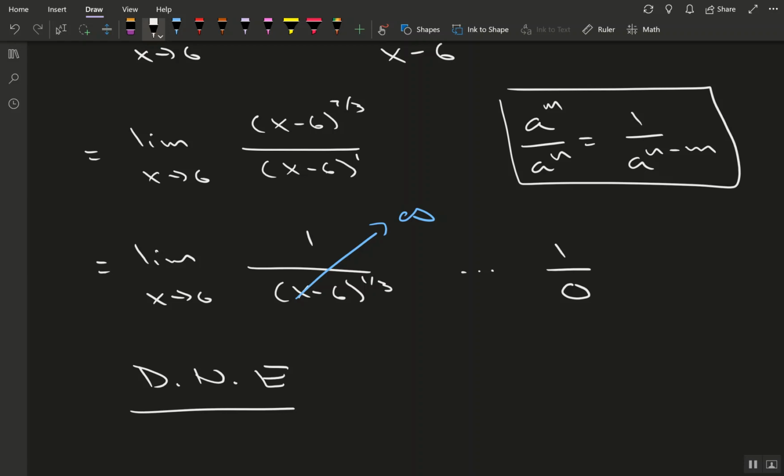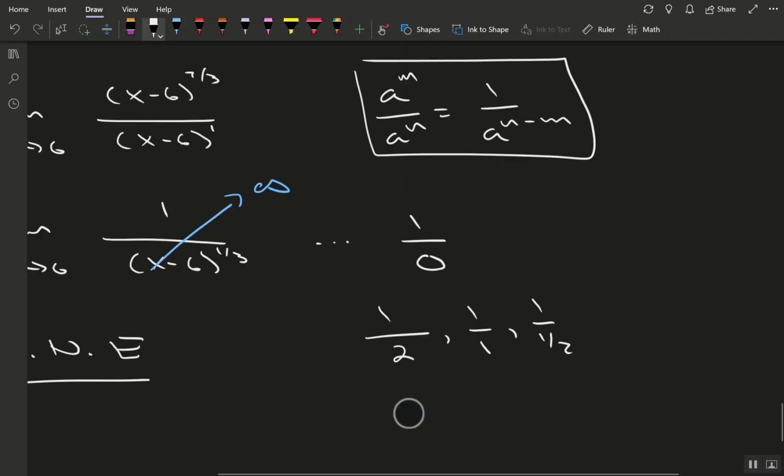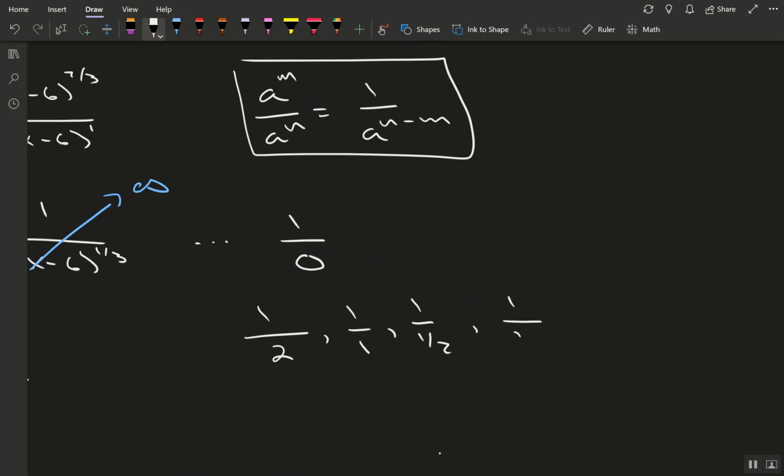And the reason for that is because when the denominator gets really, really small, going towards 0, you can think of it as, well, let me try that again. So let's say I started off with 1/2, and then I went smaller. 1/2, even smaller, 1 over 1/20th.